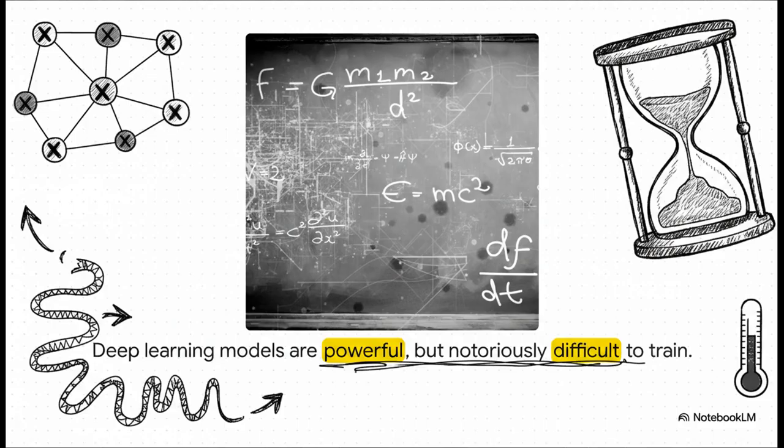Well, getting them to actually work is a whole other ballgame. Seriously, training these massive networks can be a total nightmare. It's often super slow, things can go wrong all the time, and they're ridiculously sensitive to how you first set them up. We're talking about a huge bottleneck that can literally bring progress to a grinding halt.